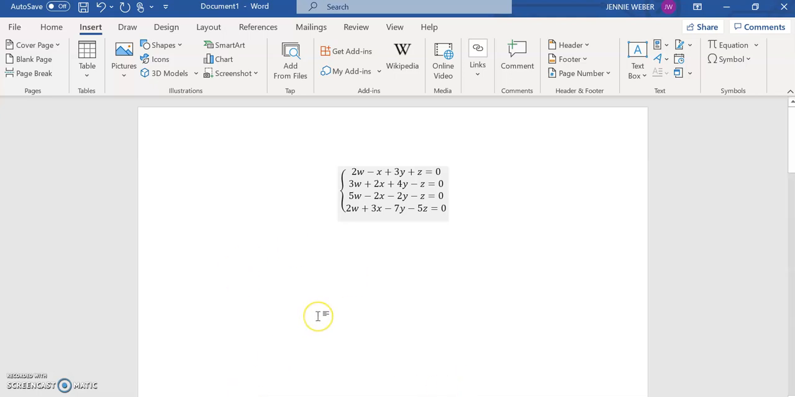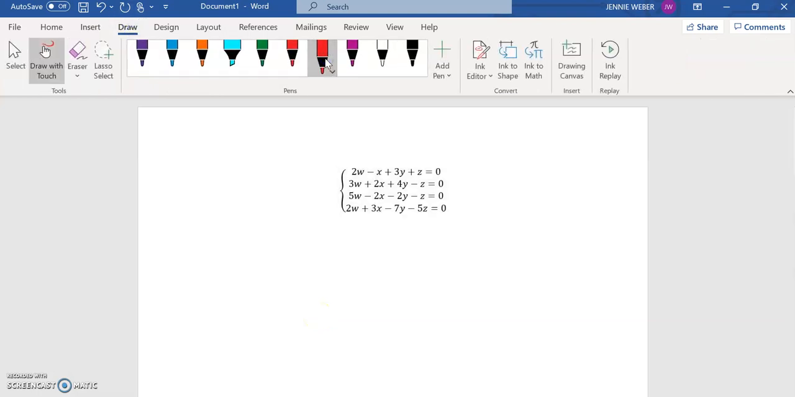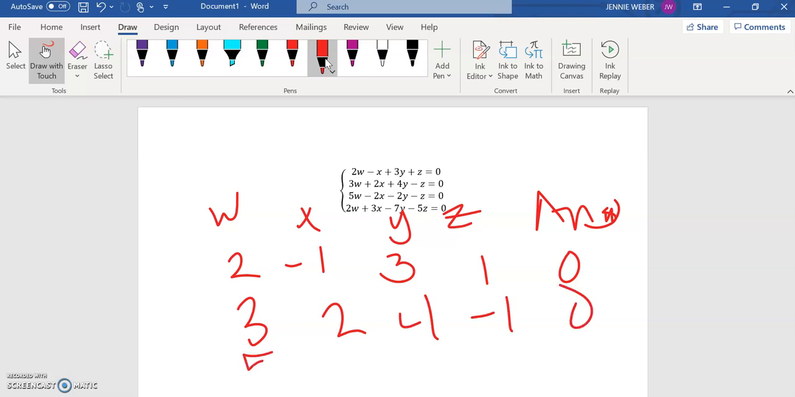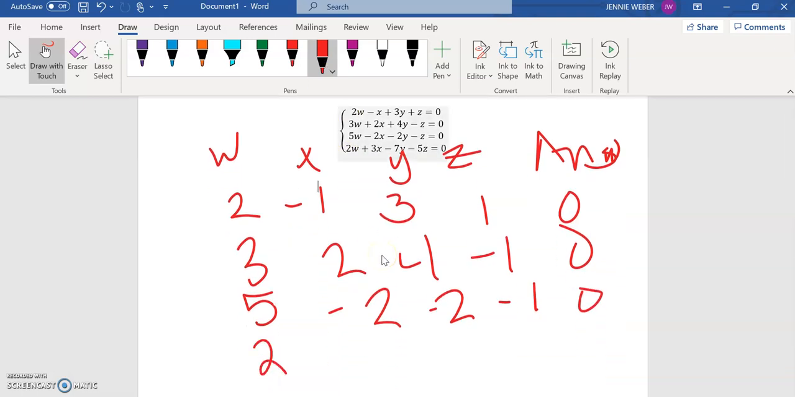So the first thing I'm going to do is, of course, at this point I don't know that it is going to not work out. So I'm going to start by writing the matrix. So I have 2, negative 1, and I usually label W, X, Y, and Z and answer, kind of make sure you have it in the right order. 3, 1, 0, 3, 2, 4, negative 1, 0. 5, negative 2, negative 2, 1, 0. Okay, and then last row, 2, 3, negative 7.